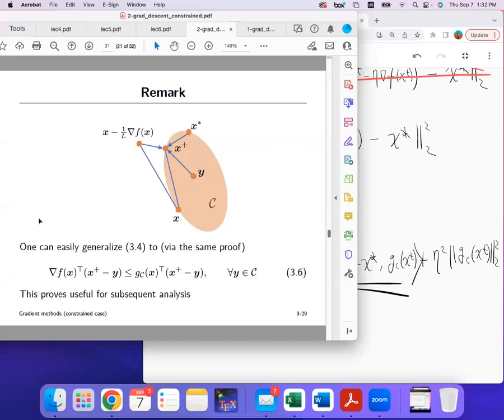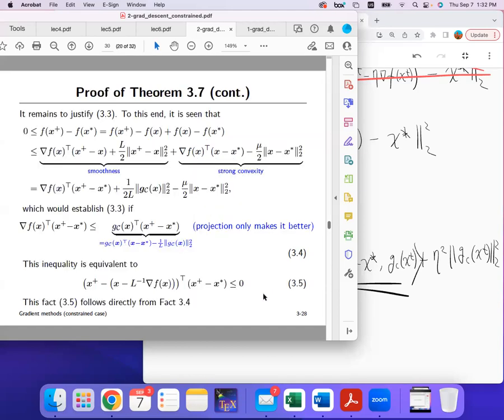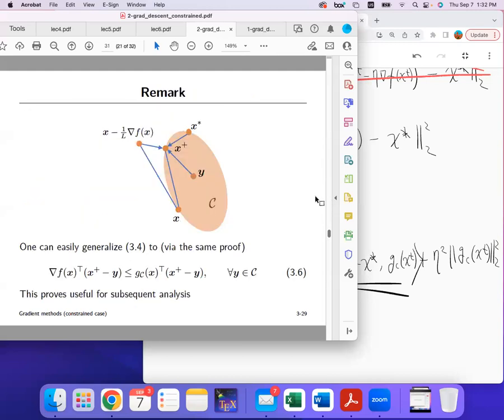So this is a generalized version of 3.4. It says that for any y in the set C, we have this inequality. But 3.4 only specifies y as x star. So I think we will prove this generalized version and then we are done. Just let y be x star.